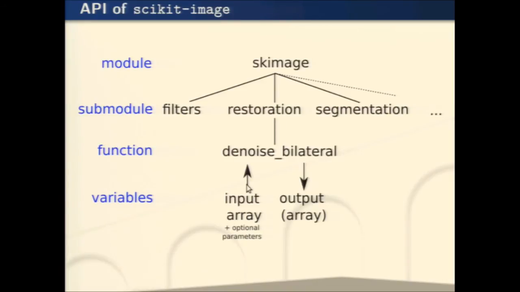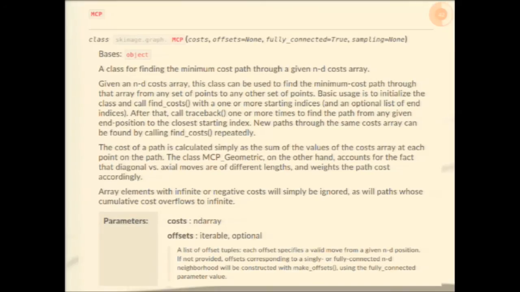And when you have a function, its input is an input array, and as output, it's also a NumPy array. And of course, you can have optional parameters that can have various dtypes, but it's usually just scalar values, like numerical values. So this is for really most objects in scikit-image. We have a tiny number of classes as well, like this MCP. I don't even know actually what MCP stands for, I'm afraid, but it's a minimum cost path. Yeah, thank you for the help.